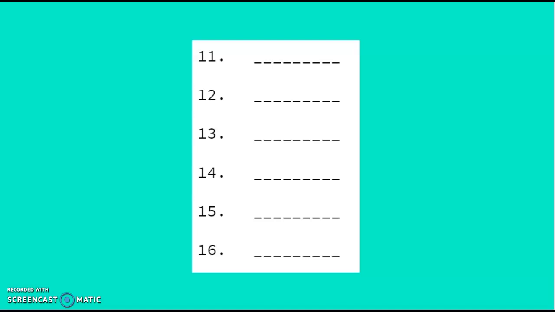Now let's spell using CK. Number 14, back. B-A-C. Remember to use CK for the K sound. B-A-C. You should have written B-A-C-K.